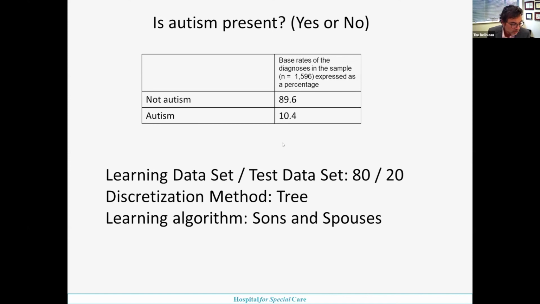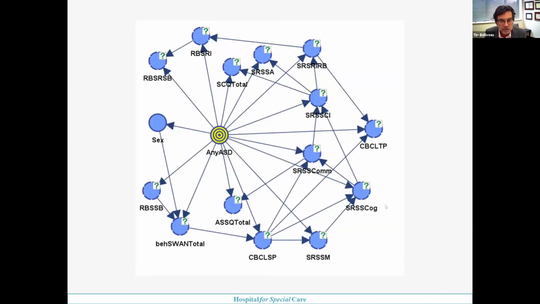So as was mentioned a little earlier, the approach to this involves a learning data set and then cross-validated with a test data set. And we broke this up into 80 and 20%. And what we see here is a visual representation of each variable represented by a circle or a node in the network. And the one in the center is the diagnostic question: is autism present or absent? And all of the variables around the outside are primarily self-report or parent-completed questionnaires for the most part.